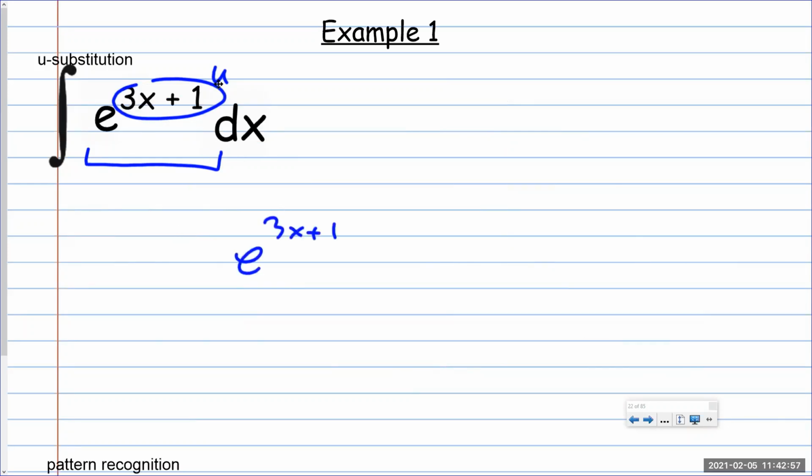What's the derivative of my u, though? You have to force that in. 3. So I'm going to divide by 3. Now, this is kind of weird, but do my x's cancel out? Yes. What scalar do I have here? 1/3 plus C. Do you see how hard this looks, but how easy the problem is? Okay, let's go to another problem.